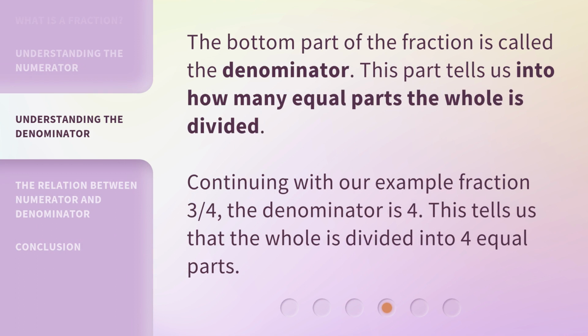The bottom part of the fraction is called the denominator. This part tells us into how many equal parts the whole is divided. Continuing with our example fraction 3/4, the denominator is 4. This tells us that the whole is divided into 4 equal parts.